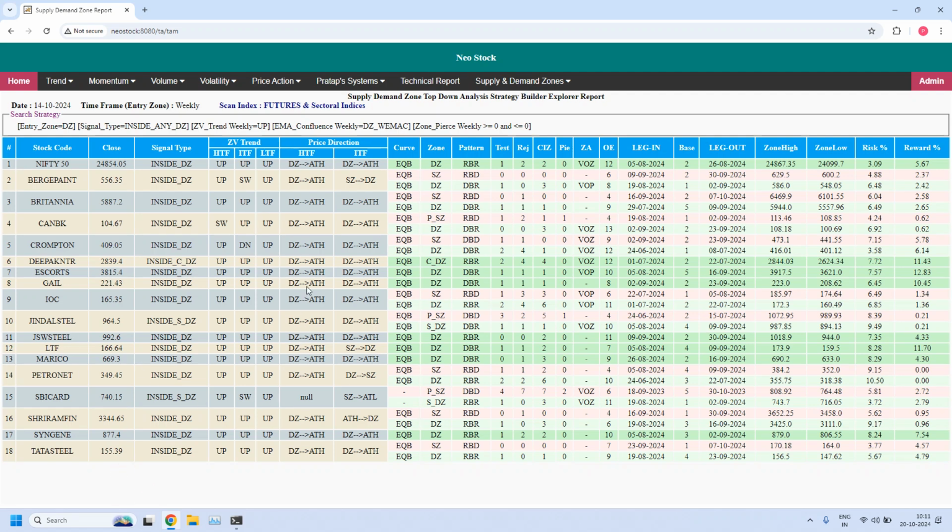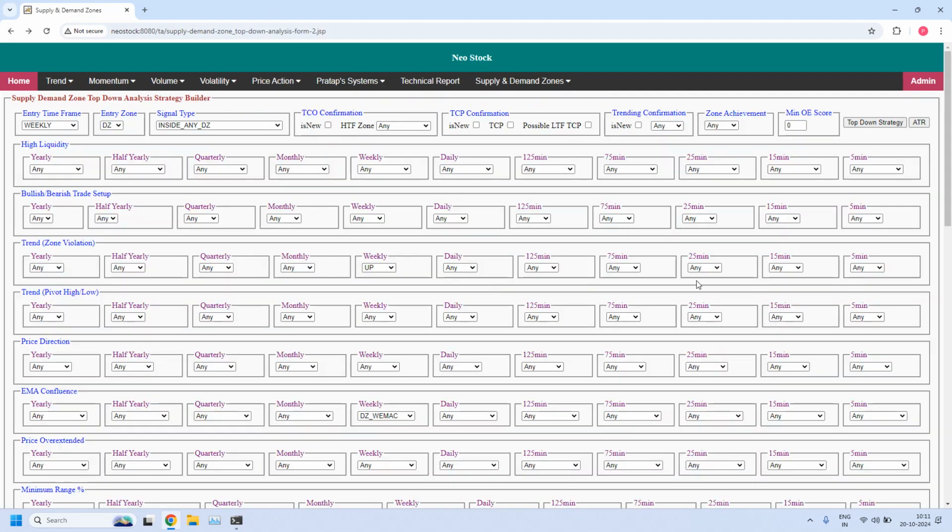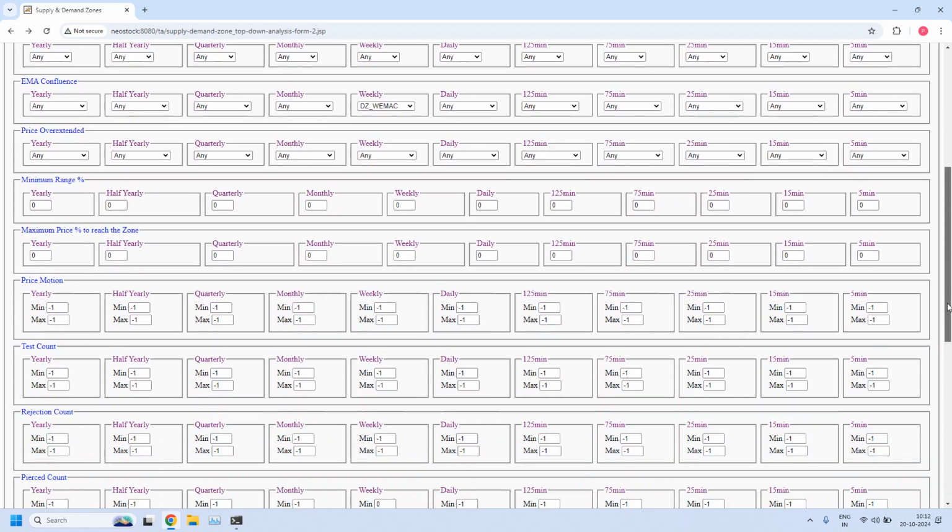And moreover, we said that among the other zones, these 18 stocks have a high priority. Still, if you want to filter, it is possible. How can we filter? How many of these zones have confluence with a monthly zone? That way also you can plan the trade. Let me add one more parameter. See, our strategy builder has the flexibility to define hundreds of strategies. This is the way I define this strategy. See, now I am adding one more filter.